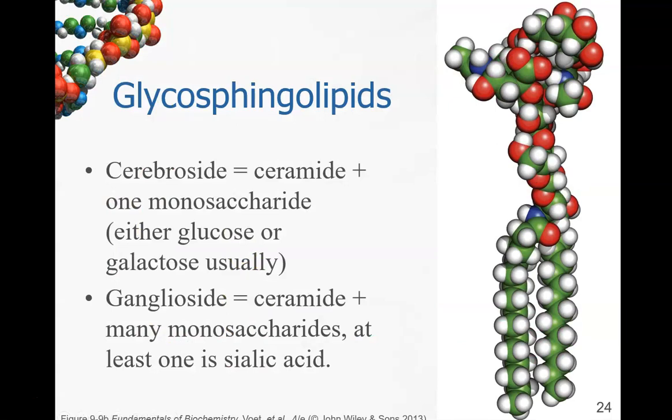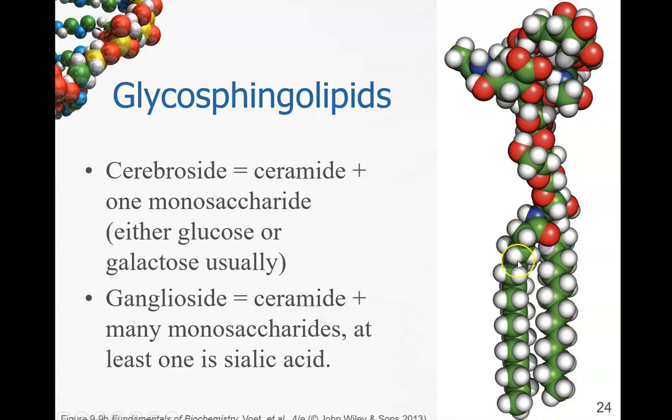So before we turn to membranes, let's talk about glycosphingolipids. So here we take ceramide, which is our sphingosine backbone and one fatty acid, and we can add either one sugar, either glucose or galactose. And if we just have one, we call it cerebroside. But if we add quite a few monosaccharides, which are shown here, we have something called a ganglioside.